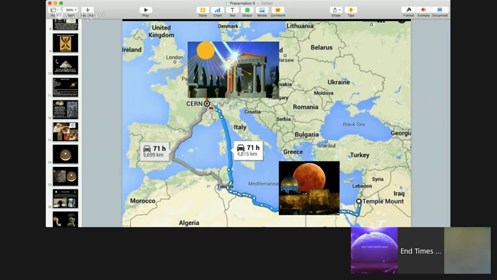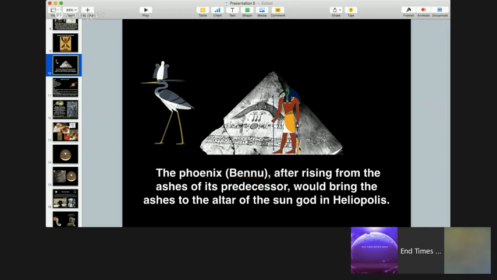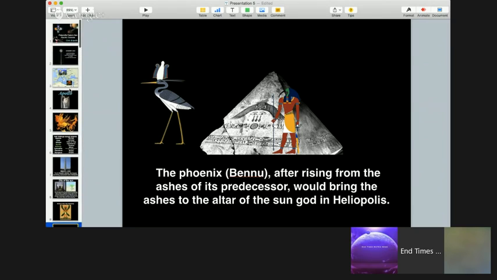Yeah, that's interesting because Thoth represents the moon. He's the phoenix, and he's going to rise and bring the ashes to the altar of the sun god. Well, you gave me a lot to think about.